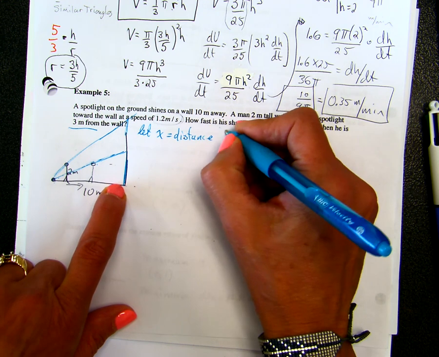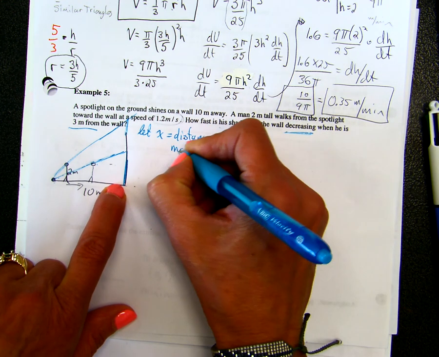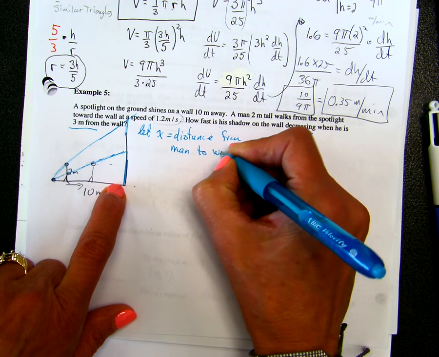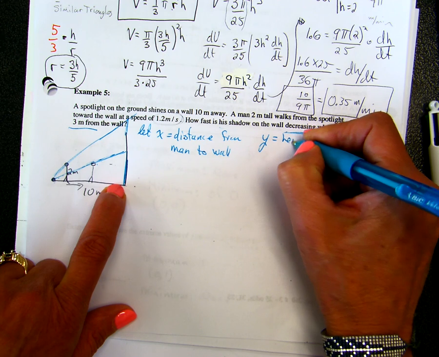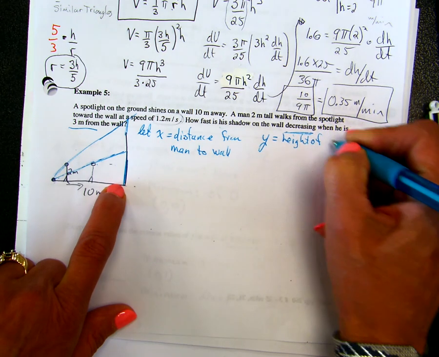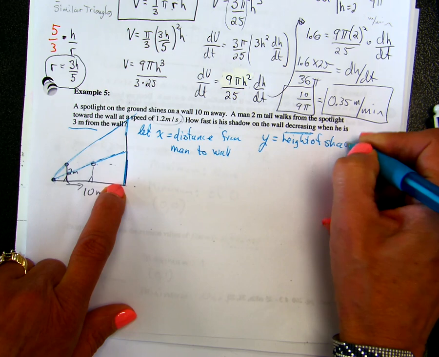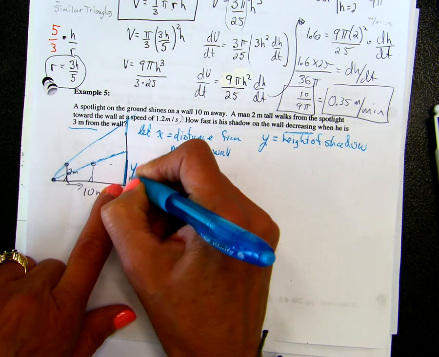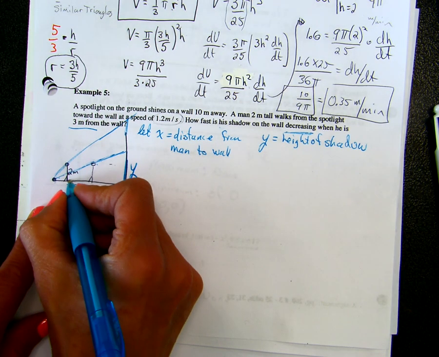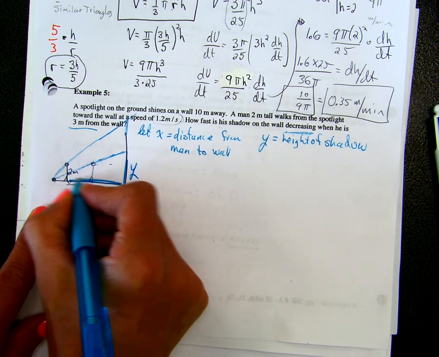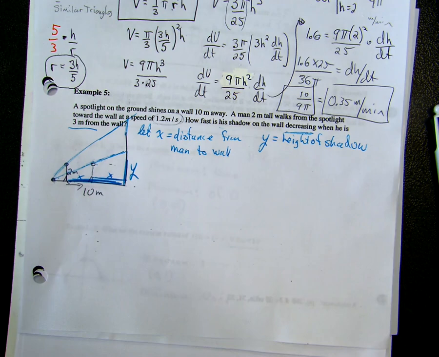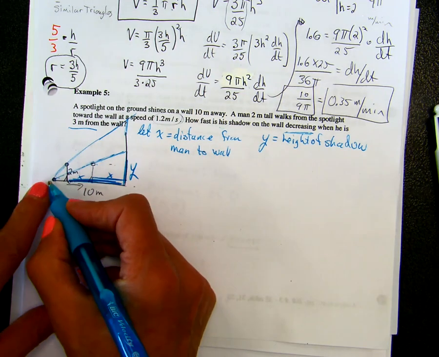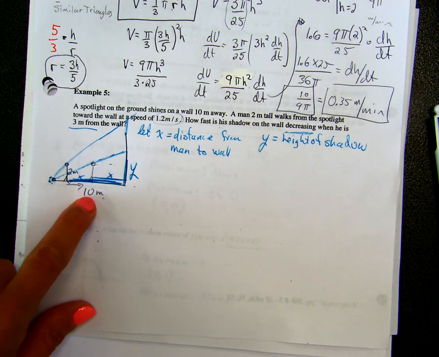So let x equal the distance from man to wall, and y equal the height of his shadow. Okay, so y would be right here, and x, the distance from the wall to the man, would be at this point here. Note that the whole distance from the spotlight to the wall is always 10.